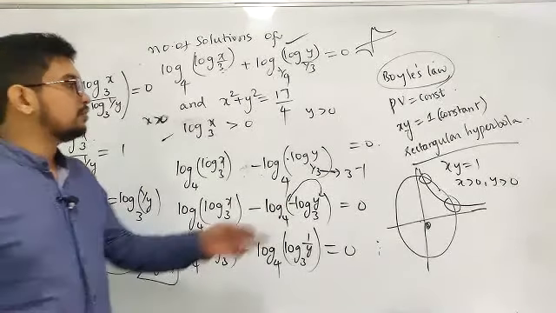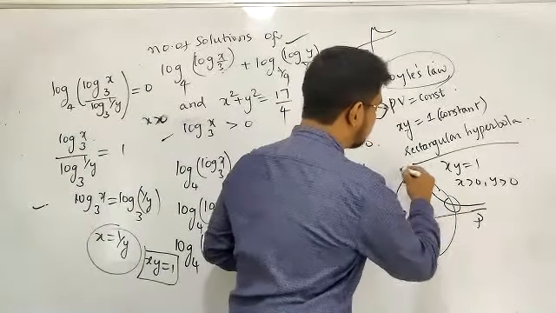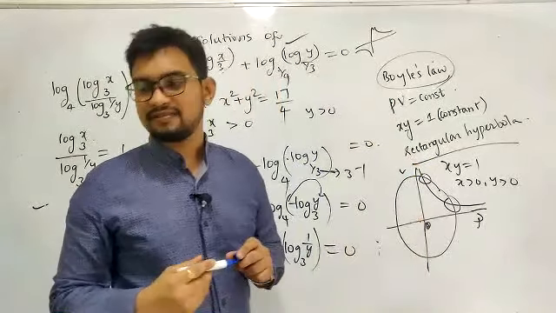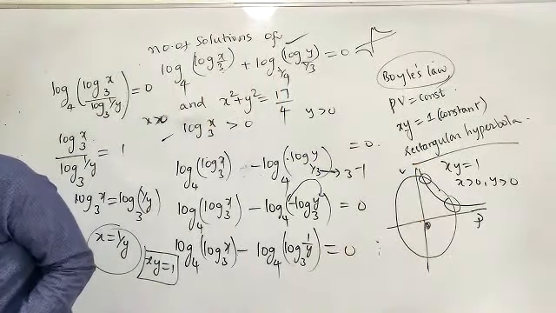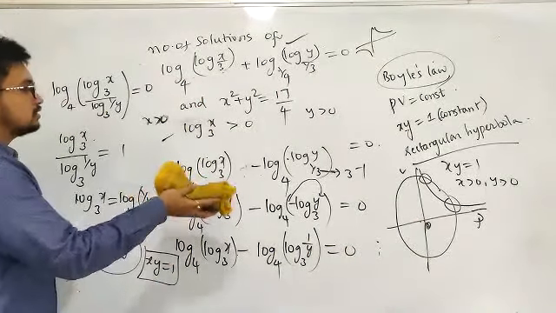That is a rectangular hyperbola. You will be frequently seeing that in Boyle's law, where you will be drawing something like a P versus V graph. Okay. Hope this is clear. So this is your idea behind that.